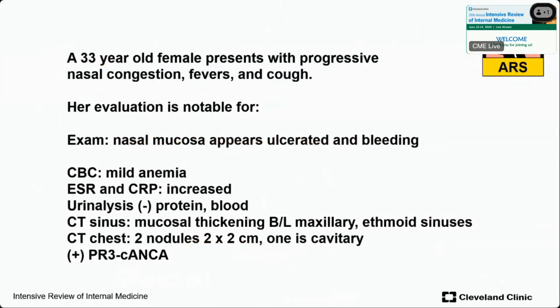This case is of a 33-year-old female who presents with progressive nasal congestion, fever, and cough, and her evaluation is notable for nasal mucosa appearing ulcerated and bleeding. She has mild anemia, an increased sedimentation rate, and C-reactive protein. Her urinalysis is negative for protein or blood. Her CT sinuses shows mucosal thickening of the bilateral maxillary and ethmoid sinuses. Computed tomography of the chest shows 2 nodules that are 2 by 2 centimeters, one of which is cavitary, and she has a positive proteinase 3 or PR3 C-ANCA.